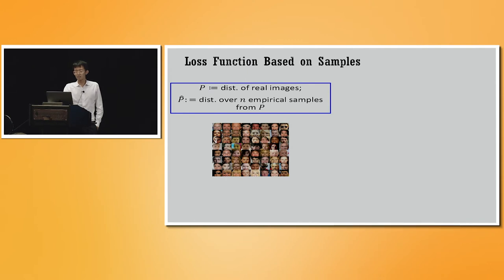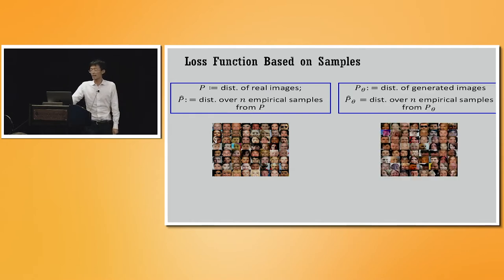To define that, let me just define some simple notation. Let P be the distribution of the real images, and P hat be the empirical version of it. It's a distribution over the empirical samples from P. And let P sub theta be the distribution of the images generated from the generator G sub theta.